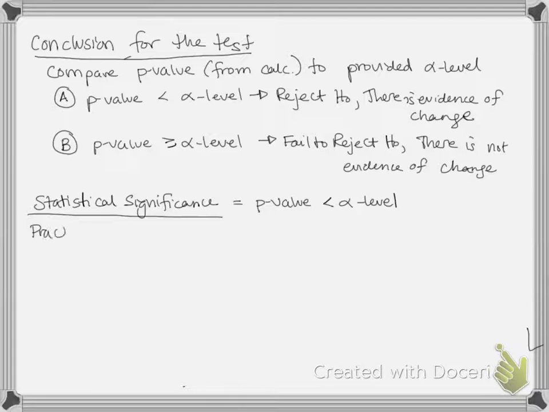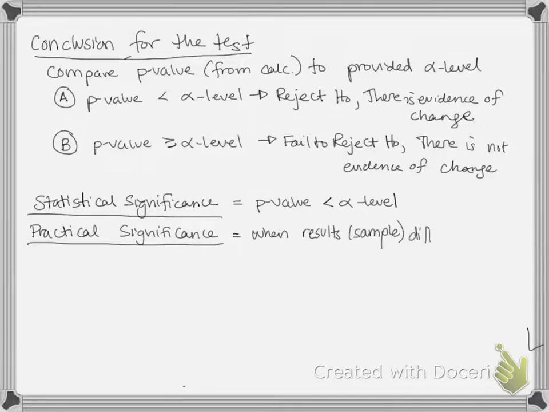And then practical significance is when the sample data, so when the results or the sample, differ drastically from what we refer to as the status quo, which is really just the population mean.